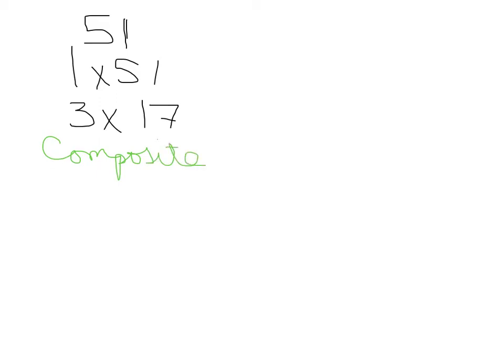All right, let's look at another one. Let's see, 53. All right, so we know we're going to start with 1 and our number. Let's see, it's not even, so it's not going to work for 2. 3, 5 plus 3 is 8. 8 isn't divisible by 3, so it's not going to work for 3. Didn't work for 2, so it's not going to work for 4. It doesn't end in a 5 or a 0, so it's not going to work for 5.